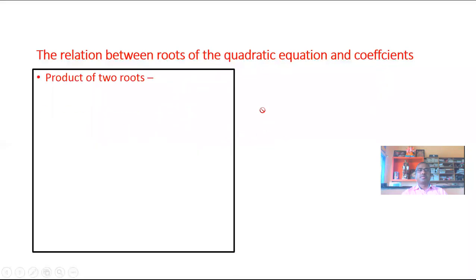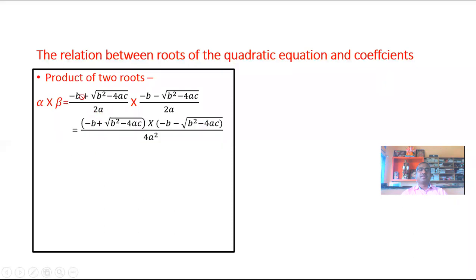Product of two roots means alpha multiply beta is equal to the value of alpha, minus b plus root b square minus 4ac upon 2a, multiply minus b minus square root b square minus 4ac upon 2a. Multiply numerator to numerator and denominator to denominator. Then we get at the numerator minus b plus square root b square minus 4ac multiply minus b minus square root b square minus 4ac, upon 2a multiply 2a, which is 4a square.